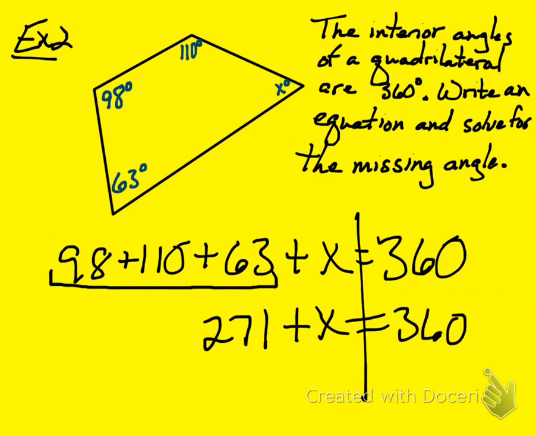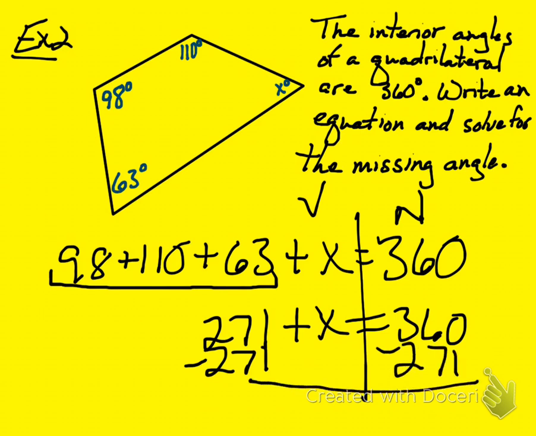Now, if you've only got one thing on the side, see how I've got numbers over here? That's going to be my number side. And if I want this to be my number side and this to be my variable side, I'm going to get rid of the numbers over here. Minus 271, minus 271. Let's again get out the trusty calculator. 360 minus 271, and that gives me 89 for my last angle.